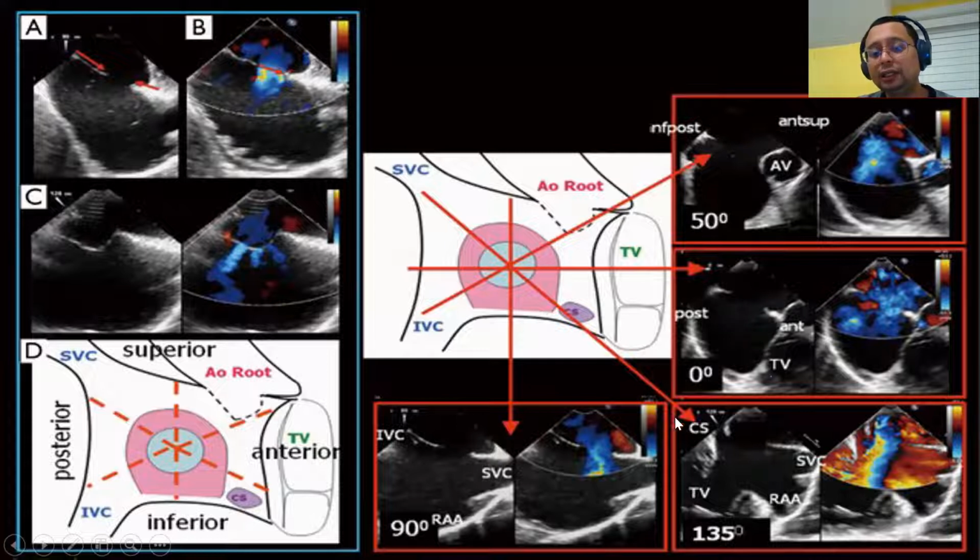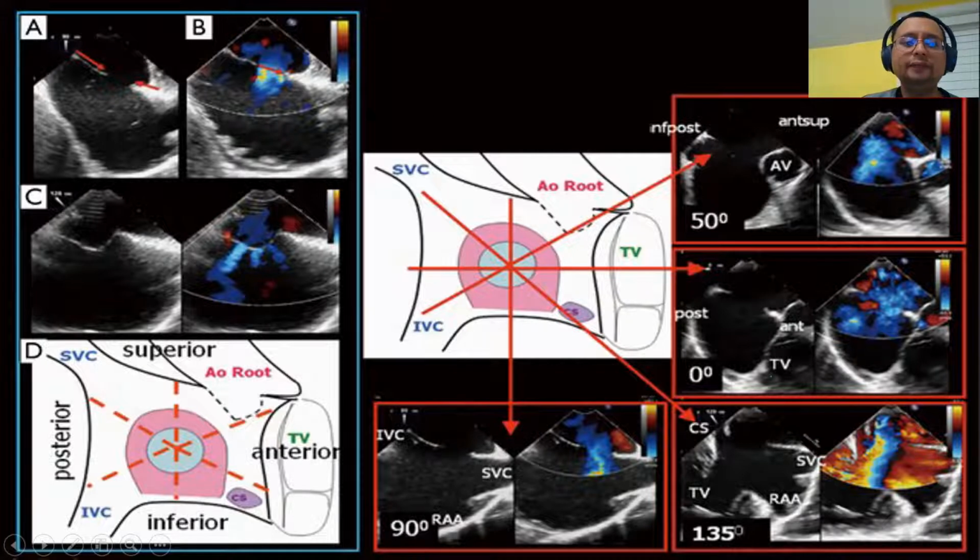What about this one? So this is a special view. This shows the view of your SVC and your coronary sinus. So this one is not necessary, okay? And this one is the bicaval view. So SVC and IVC. This is the SVC rim, and this is the IVC rim. Again, anterior posterior rim, AV posterior rim, and superior inferior rim.